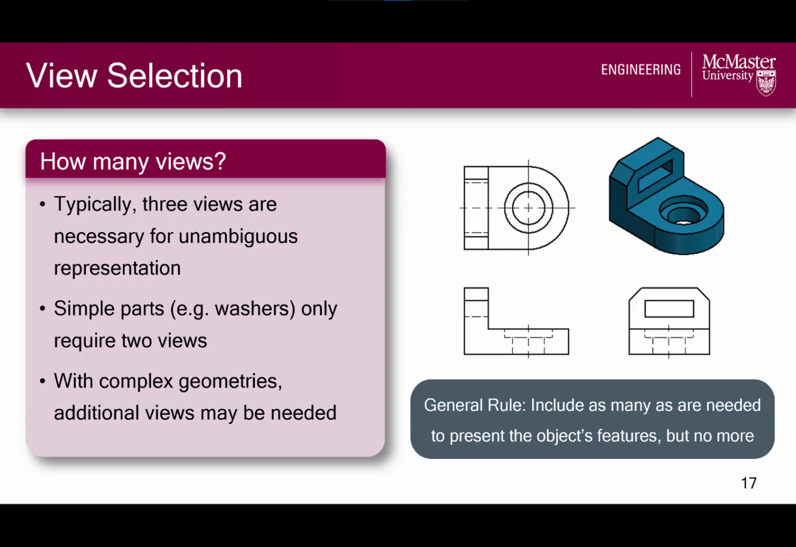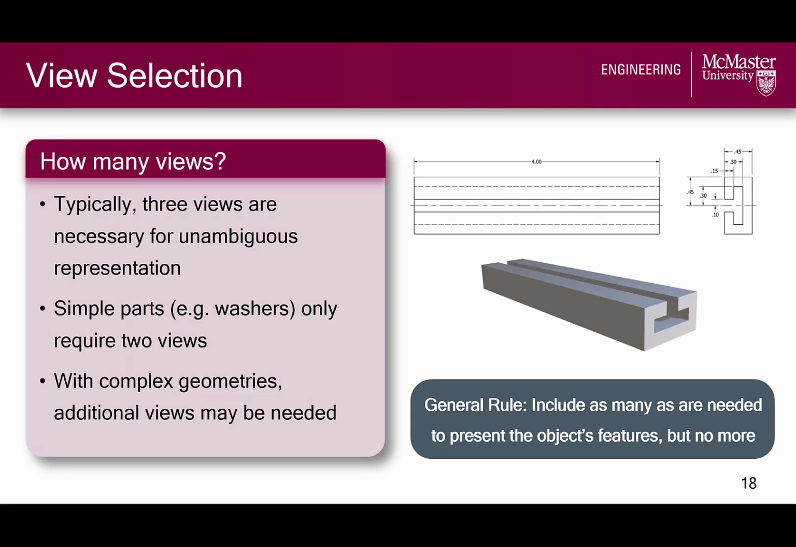Okay, so another guideline related to view selection is to include the minimum number of views that allows for a complete, unambiguous representation of an object. For most objects, 3 views are required to fully document the part, as seen by this multi-view of one of our previous examples. That said, in some cases, only 2 views are needed.